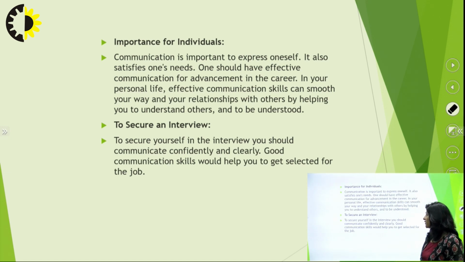To secure an interview is another important thing in your life, because why are we studying? To increase our knowledge, and the goal associated with this is to get a good job in our life. So to secure yourself in the interview or to get a good job, you should communicate confidently and clearly. Good communication skills would help you to get selected for the job.